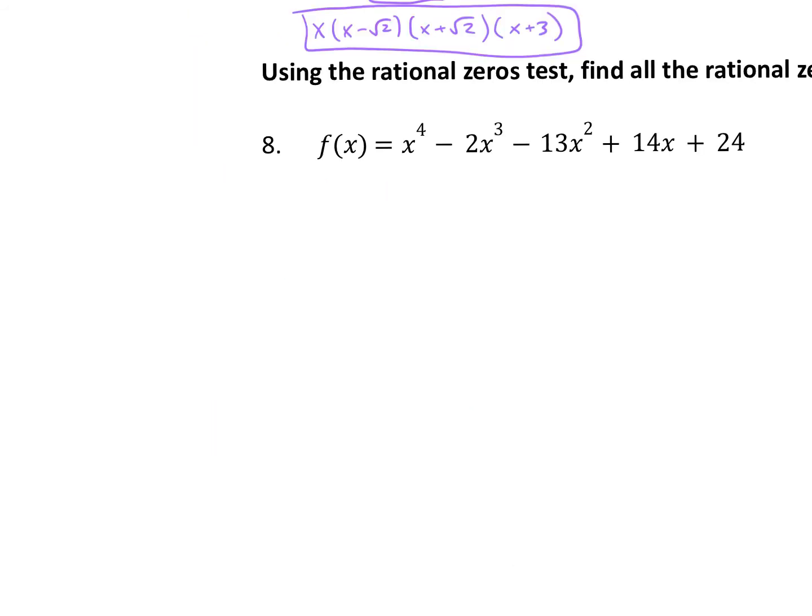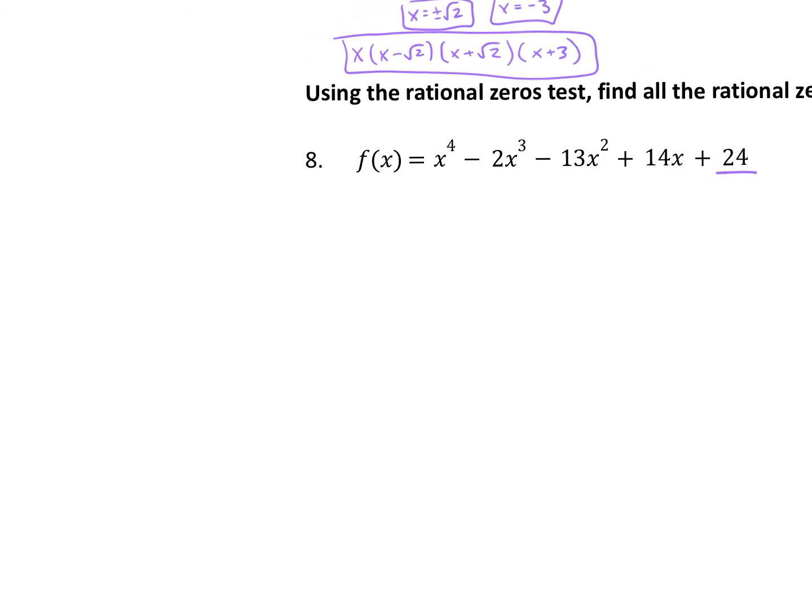Have to use my rational zero test. So factors of the last over factors of the first. So P over Q. What are factors of 24? 1, 2, 3, 4, 6, 8, 12, and 24.